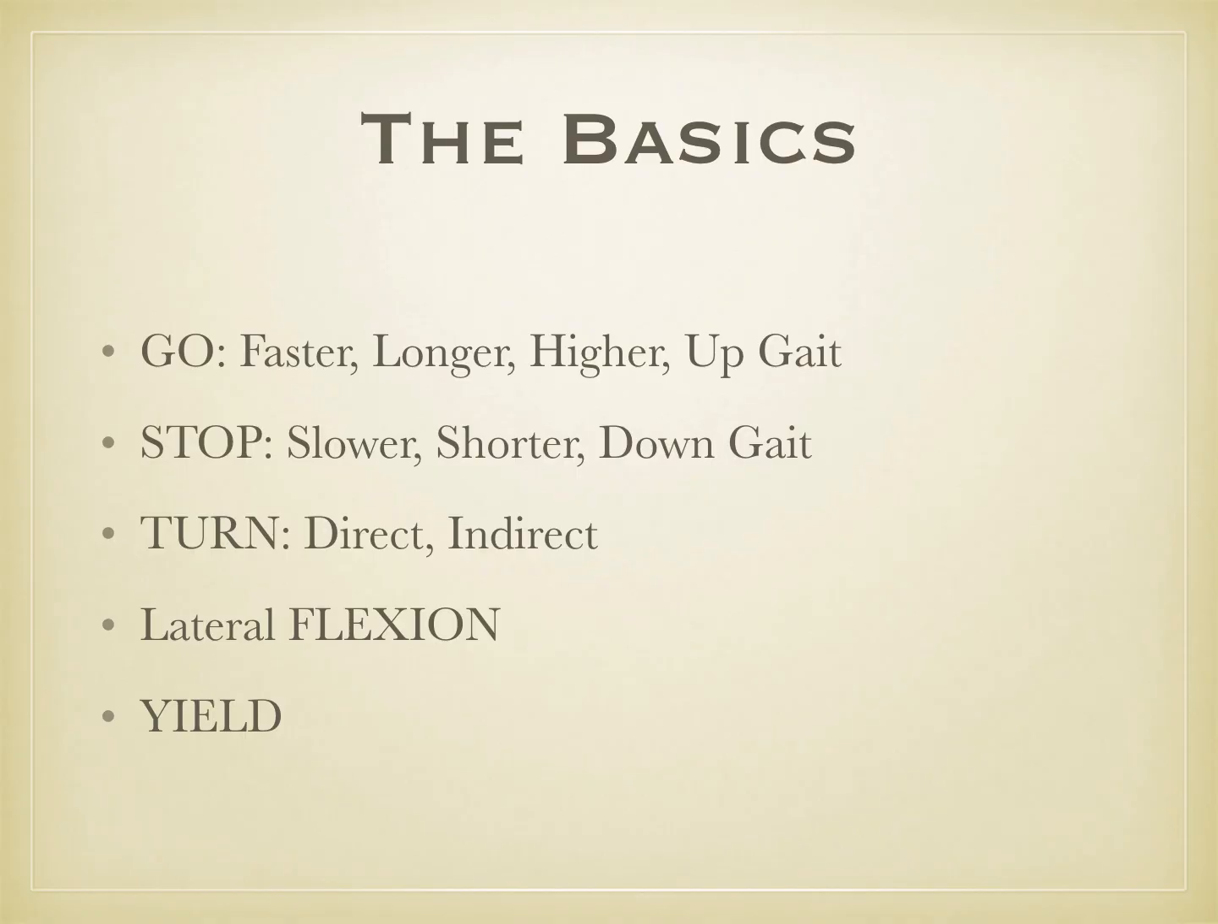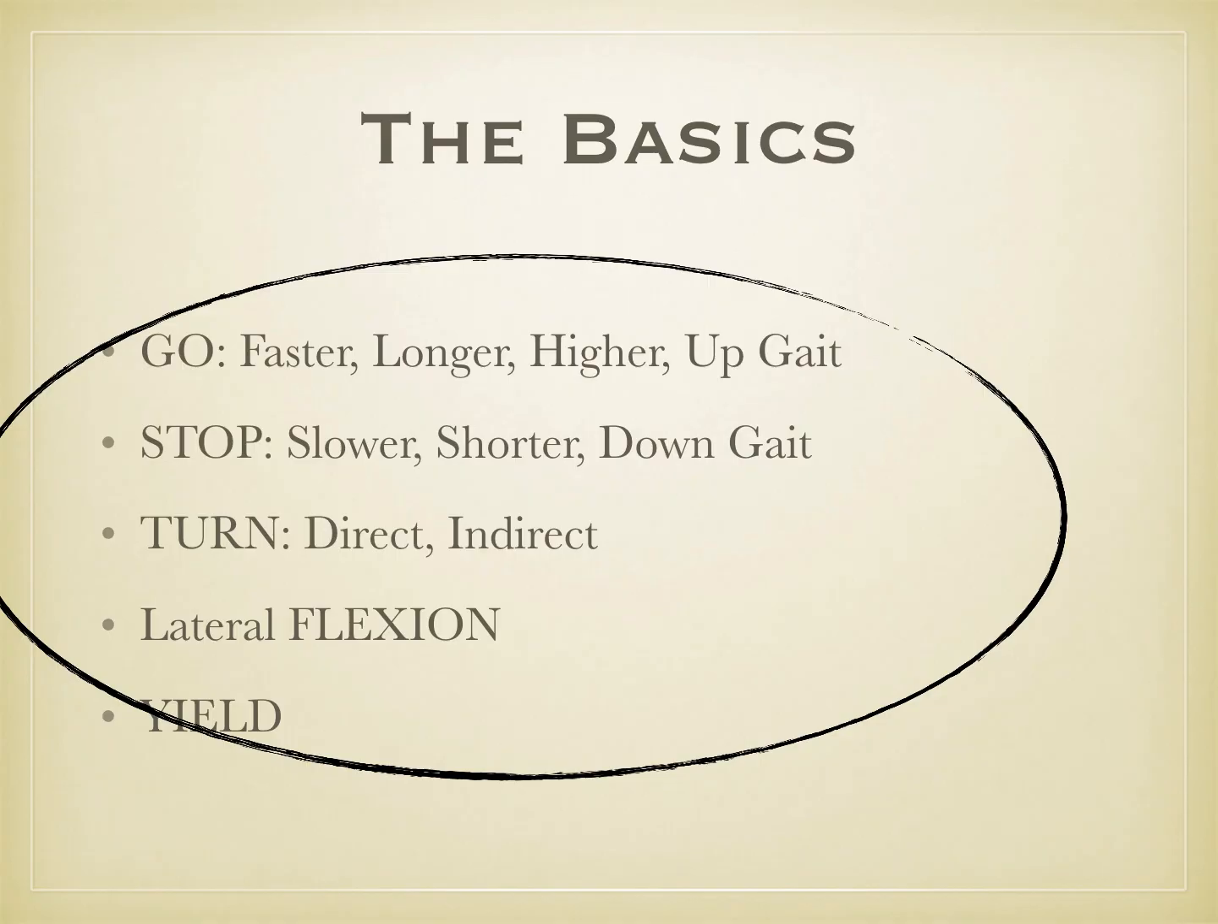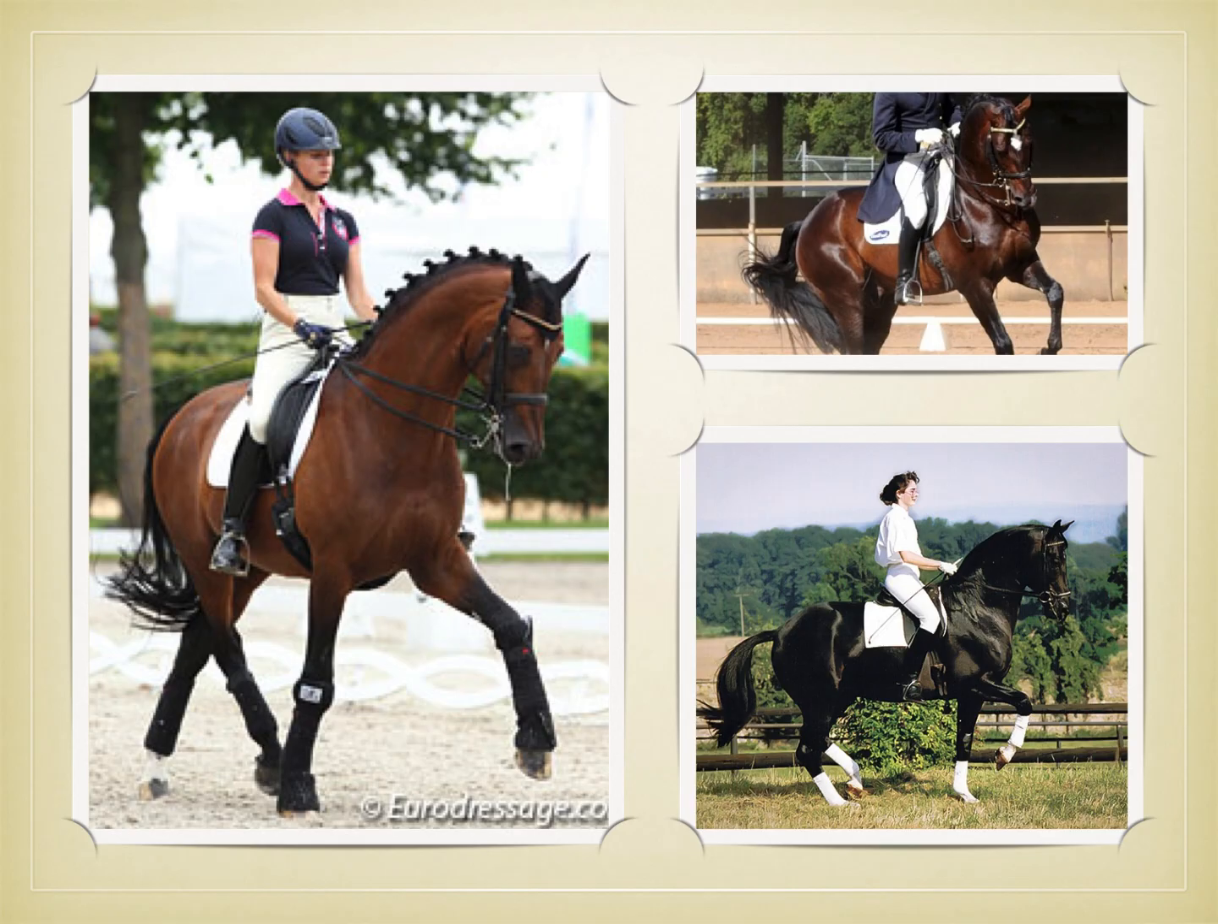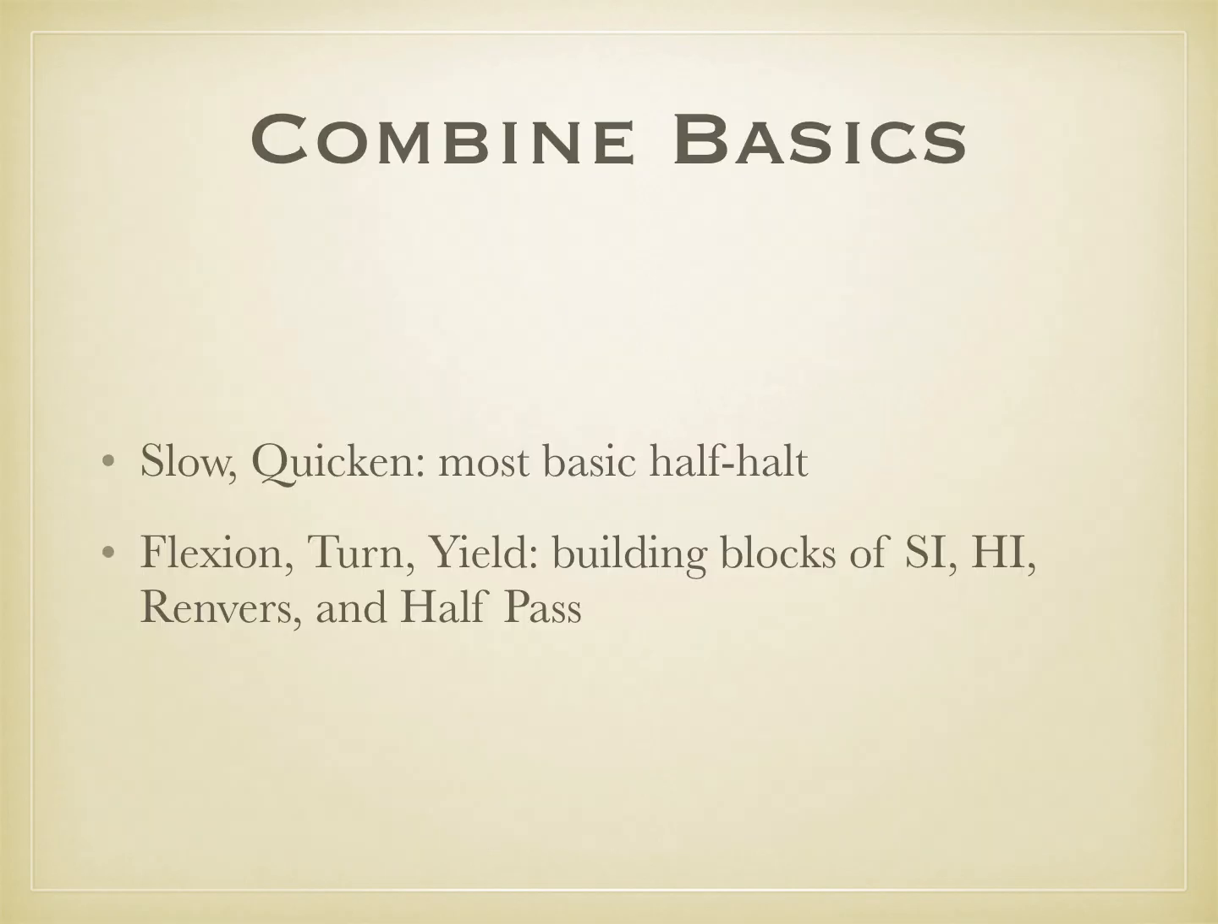So how exactly do these turn into these? All we need to do is dissect which basics are involved and cue them in order, like this. The most basic half halt is made up of only 2 responses. First, the horse is cued to slow. Second, the horse is cued to quicken.